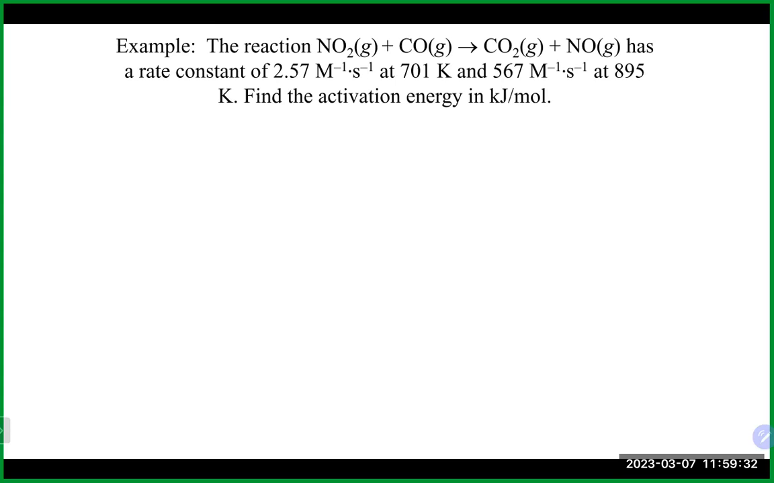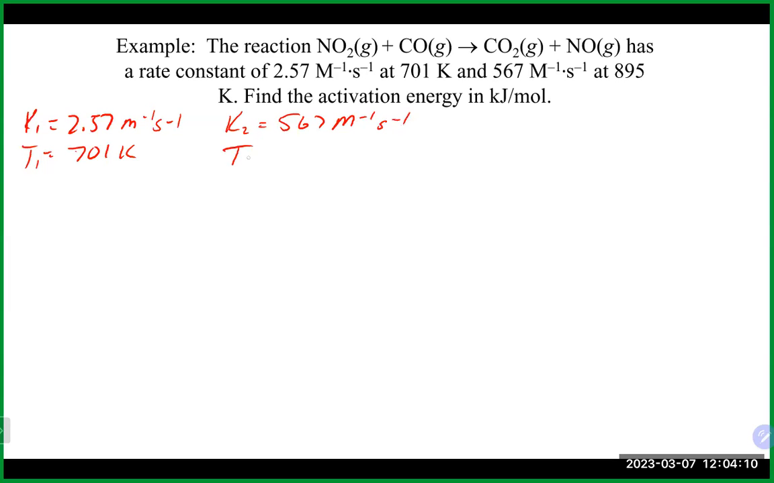We're looking for the activation energy here. All right, let's take a look. So we have a rate constant given to us, which is 2.57. It goes with a temperature of 701. It's already in Kelvin, so we don't have to do any type of conversion, which is good. We have another rate constant there, which is 567.